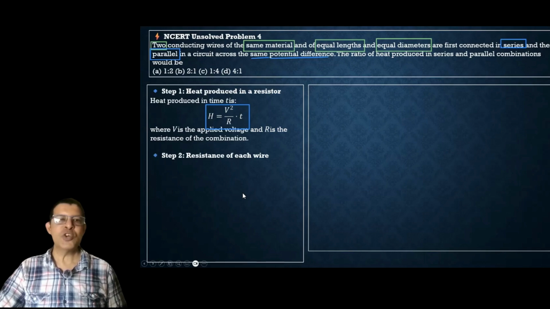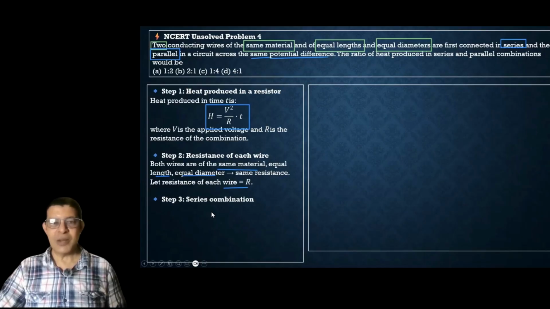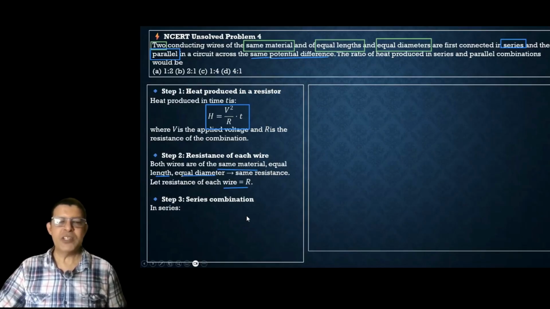Okay. Now resistance of each wire. Will now deduce the resistance of each wire. What is given? Both wires are same material. As I said earlier, both wires are same material, equal length and equal diameter also. Let's assume the resistance of the wire is R. Okay. So now for series combination, what will happen? For series combination, equal resistance will be addition of R. That means it will be 2R. Right? So you got here 2R. Series combination resistance is 2R.